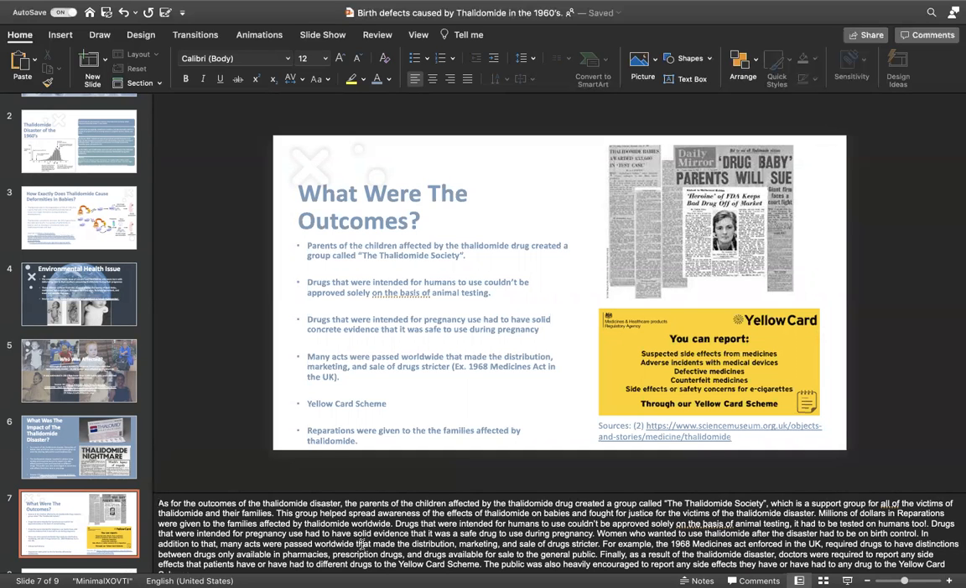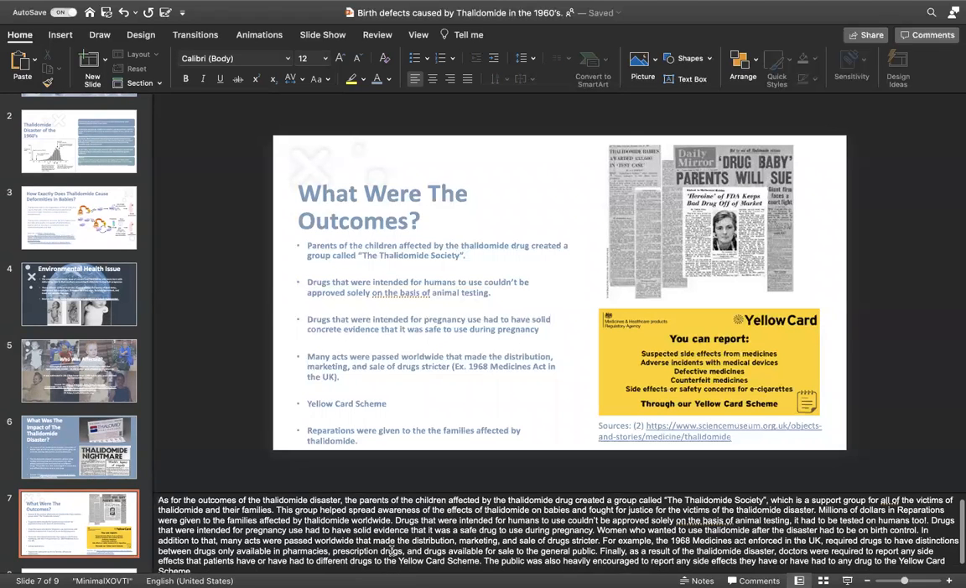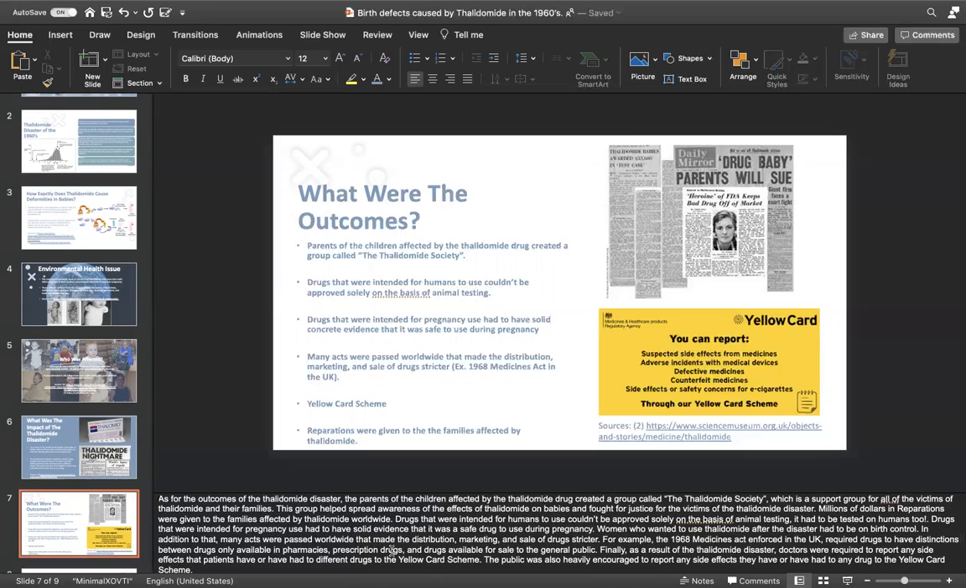Drugs that were intended for human use couldn't be approved solely on the basis of animal testing. It had to be tested on humans too. Drugs that were intended for pregnancy use had to have solid evidence that it was a safe drug to use during pregnancy. Women who wanted to use thalidomide after the disaster had to be on birth control. In addition to that, many acts were passed worldwide that made the distribution, marketing, and sale of drugs stricter.